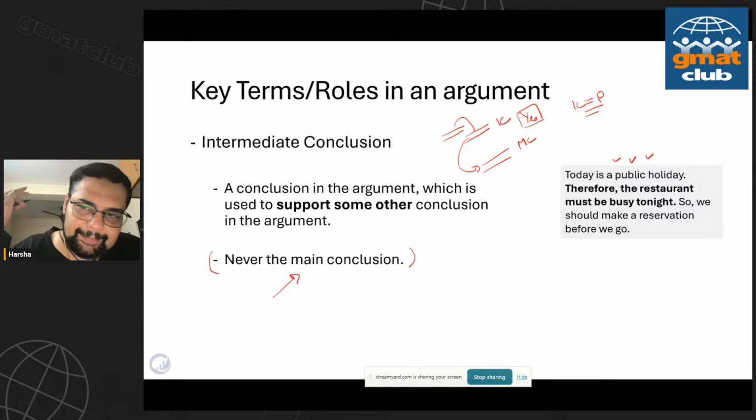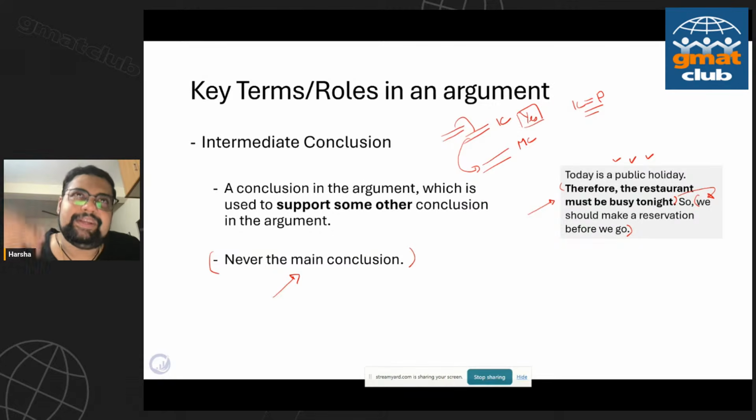Today is a public holiday. Based on the fact that today is a public holiday, I'm making the conclusion that, hey, this restaurant must be busy tonight. It's going to be busy tonight. Now, based on this conclusion that the restaurant is going to be busy tonight, I'm drawing this final conclusion. The final point I really want you to take away is, hey, we better make a reservation before we go. I expect the restaurant to be busy because today is a public holiday. So let's be safe. We should make a reservation before we go. This is the final conclusion or the main conclusion.